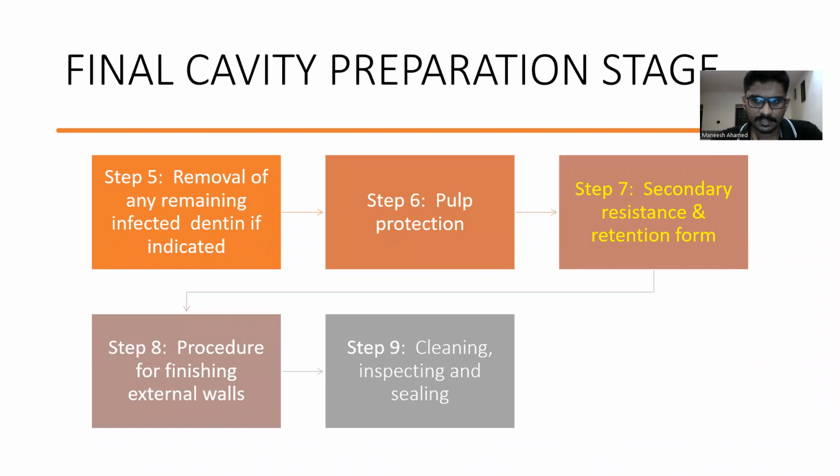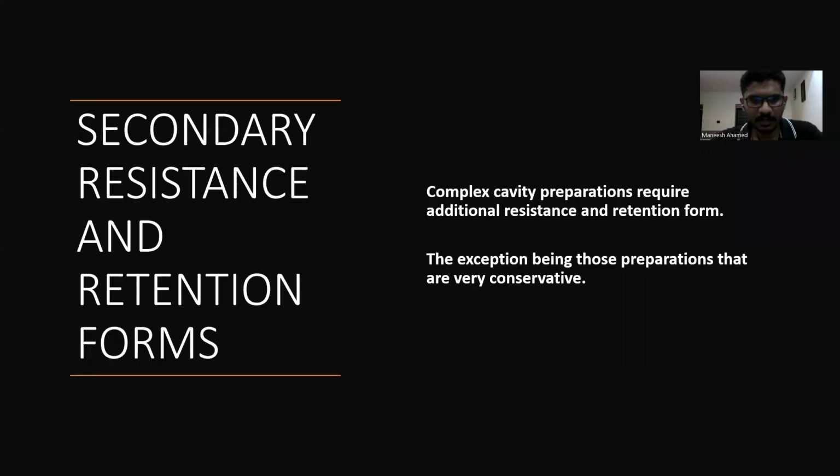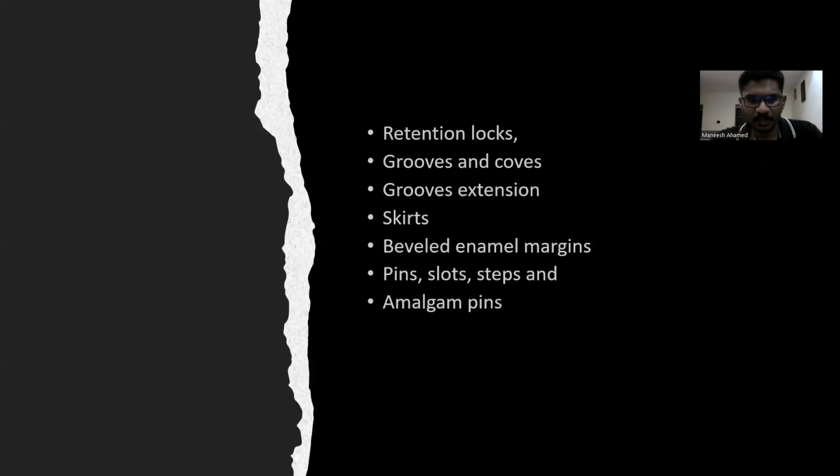Coming to the seventh step is secondary resistance and retention form. As we know, we already discussed the primary resistance and retention form for amalgam restoration and also for composite. Depending upon the complexity of the cavity, that is, if the cavity is so big, the conventional primary retention and resistance features may not hold good. So we need to incorporate certain secondary resistance and retention forms. Complex cavity preparations require additional resistance and retention form, the exception being those preparations that are very conservative.